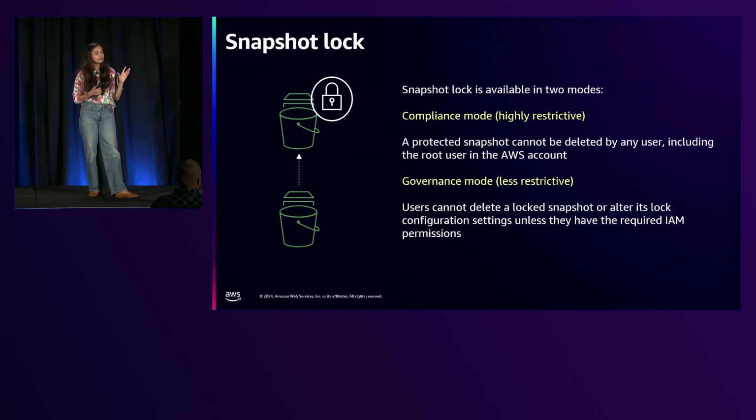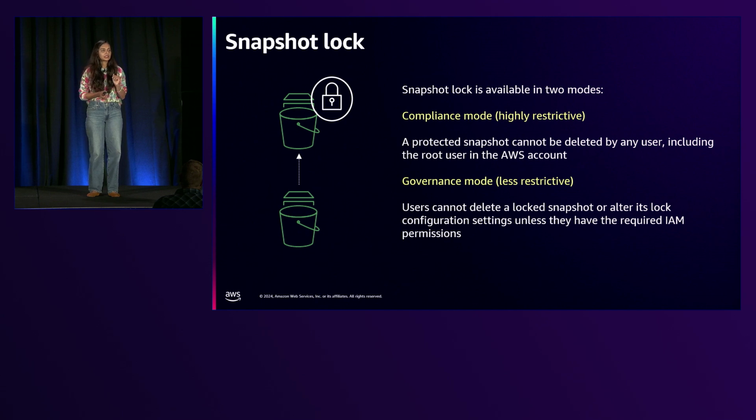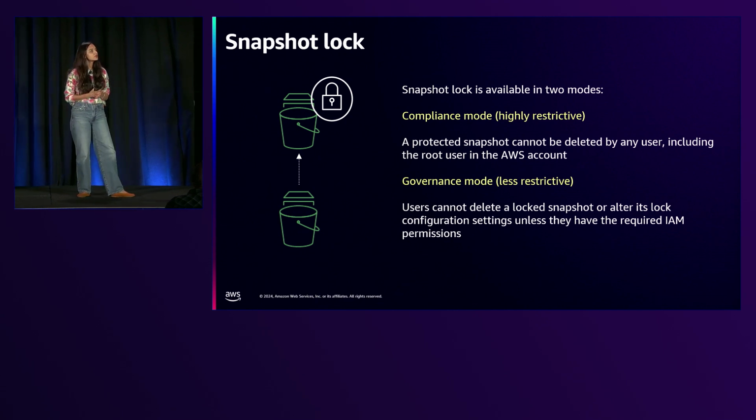Snapshot lock can be enabled in two modes. One is the compliance mode, and the second one is the governance mode. Governance mode is more flexible than compliance mode. With governance mode, there are certain users that you can grant permission to remove the lock if required. So if somebody wants to alter the lock, maybe extend the duration, maybe remove the lock, then they can be granted permissions to do that.